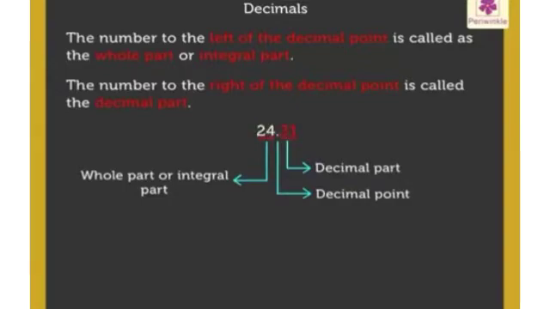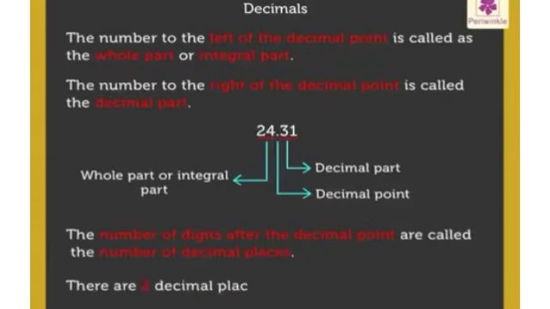The number of digits after the decimal point is called the number of decimal places. There are two decimal places in 24.31. After the point we have to read single digits only.